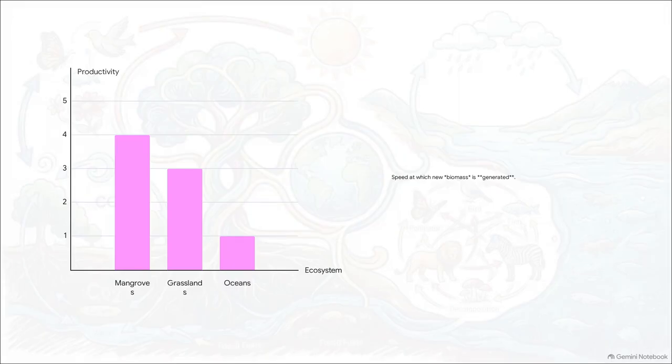We also measure these systems by their productivity, which is basically how fast they can generate new biomass in a specific area. Now, you might assume the vast oceans would be the most productive just because they are so huge, but actually, per unit area, they're surprisingly low. Compare that to dense coastal mangroves. Mangroves massively outperform the open ocean. They act as absolute powerhouses of biomass generation, followed by temperate grasslands and lakes.